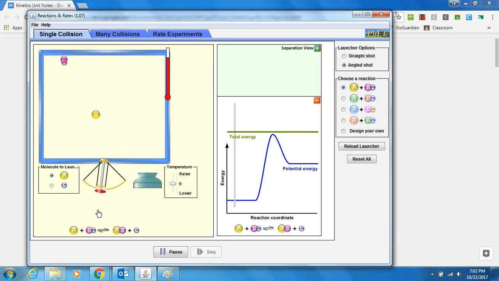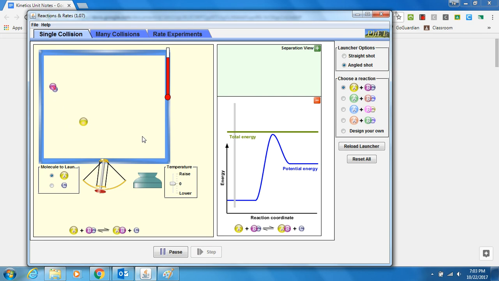So you see how, yes, we have a collision. We have our energy bar that is over the activation energy, so it has sufficient energy to overcome it, but it wasn't an effective collision. The reason why is because you had an angled shot. That collision basically just glanced off the other reactant.